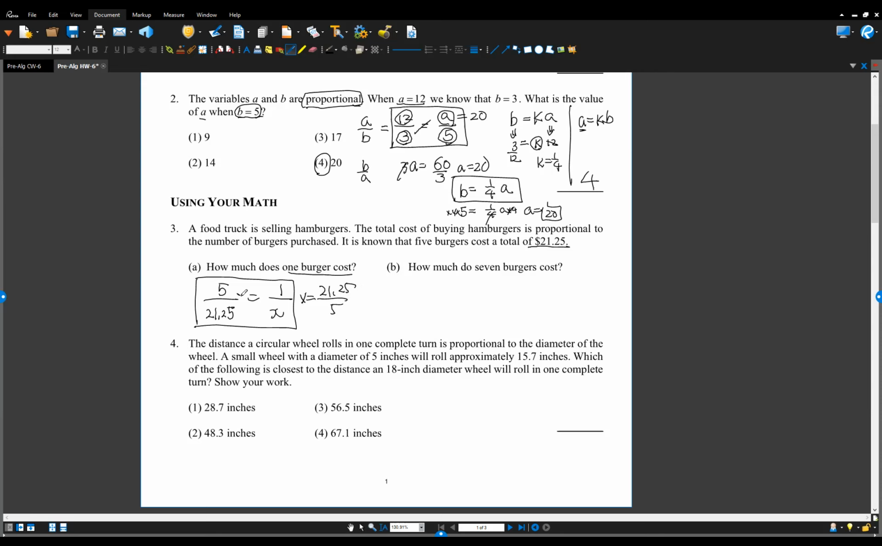Can you find it over here? 5x equals 21.25, right? To find the value of x, divide by 5. It's just the same as this one. How much is this? 21.25 divided by 5. 21 divided by 5 is 4, 12 is 10, and 25 divided by 5 is 5. So 1 hamburger is $4.25.